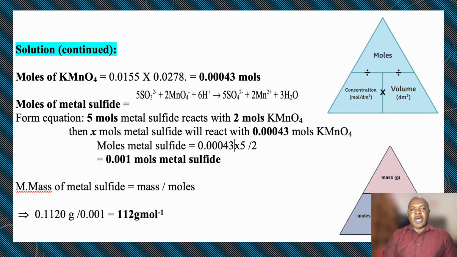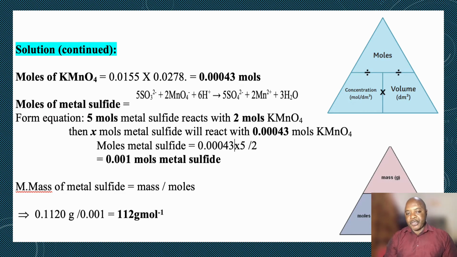So the moles is the molarity, 0.0155, times the volume. I am using the triangle there. If I multiply the molarity times the volume in dm cube, I will have 0.00043 moles. Those are the number of moles of potassium permanganate. Now we have to use the number of moles of potassium permanganate to calculate the number of moles of the sulfide.